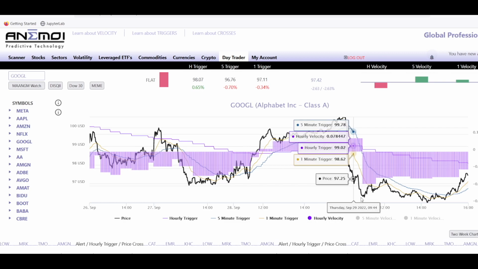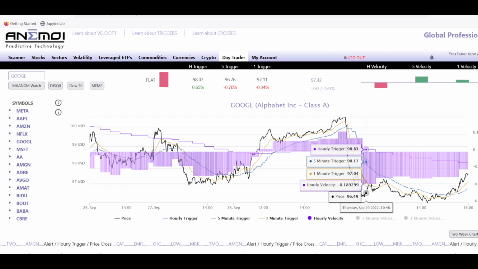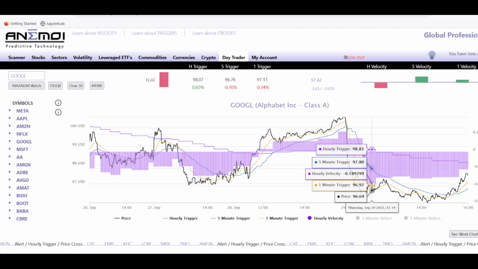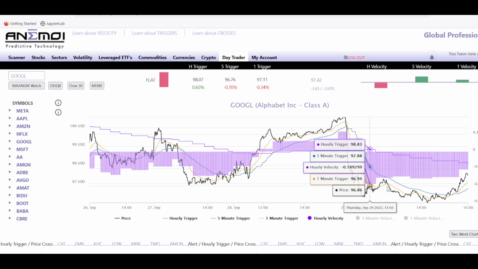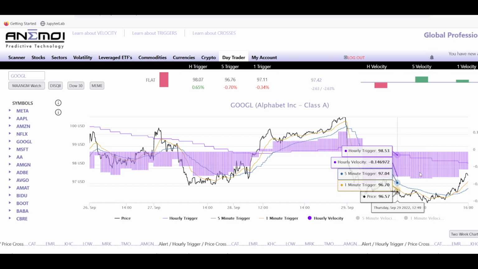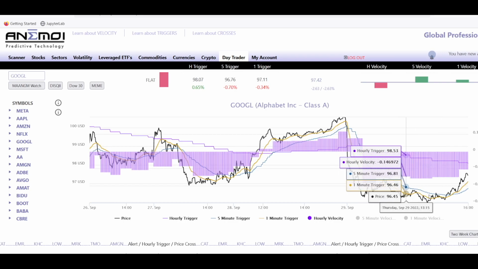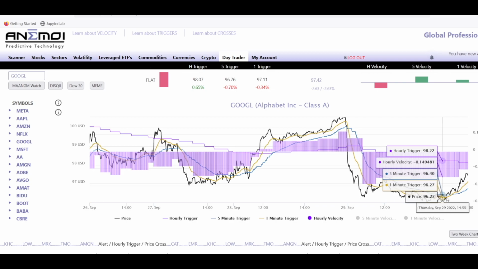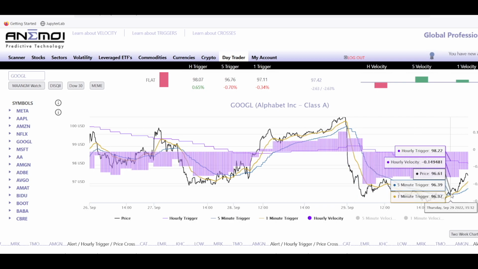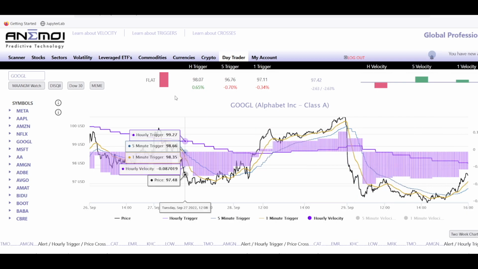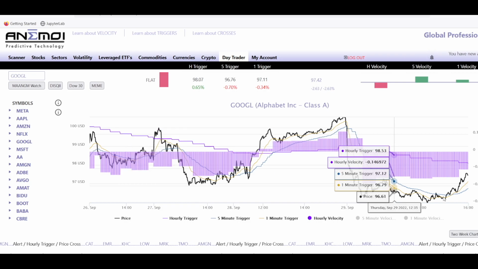So number one, you see how this is the most powerful negative hourly velocity to the downside, and then price makes some new lows, but hourly velocity doesn't. That tells you that big buyers are here. And then as soon as the 1 minute trigger crosses the 5 minute trigger, the bot goes flat, as you can see here, and that's when you want to close.